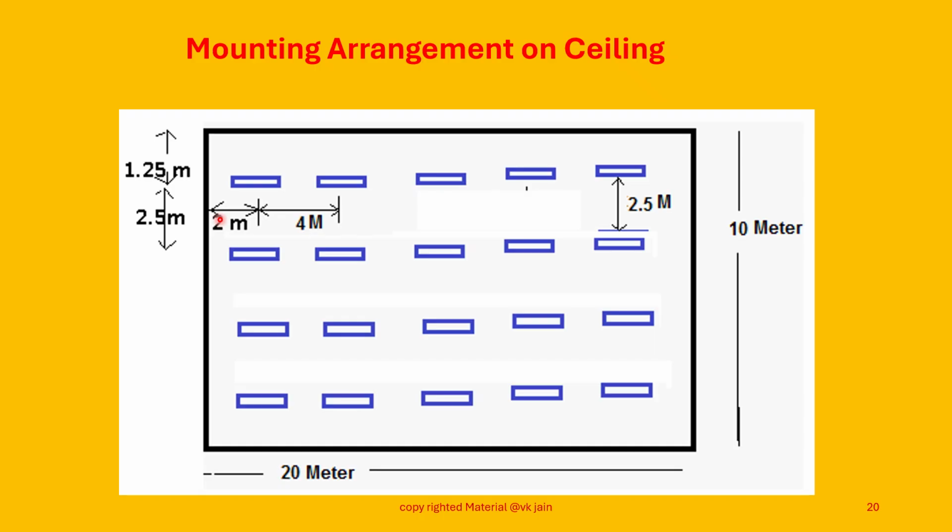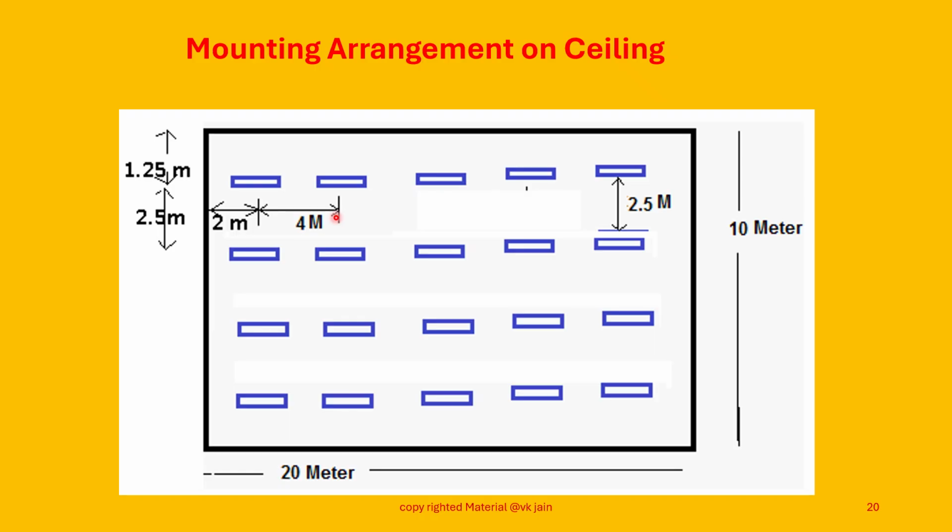like this, which is 2.5 meter vertical and horizontal. We'll see the room is 10 meter by 20 meter, and we have assumed vertical distance to be 2.5, and we have assumed horizontal distance of 4 meter. This is one of the mounting arrangements.